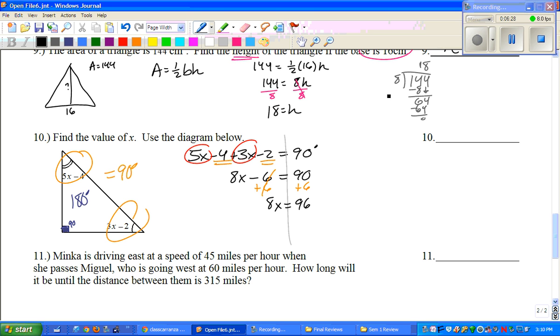8x equals 96. And to get x by itself, we have to divide by 8. If you don't have a multiplication chart, you got to divide that out. 8 goes into 9 one time, and 8 goes into 16 twice. So x equals 12. However, you're not done because x equals 12 degrees.